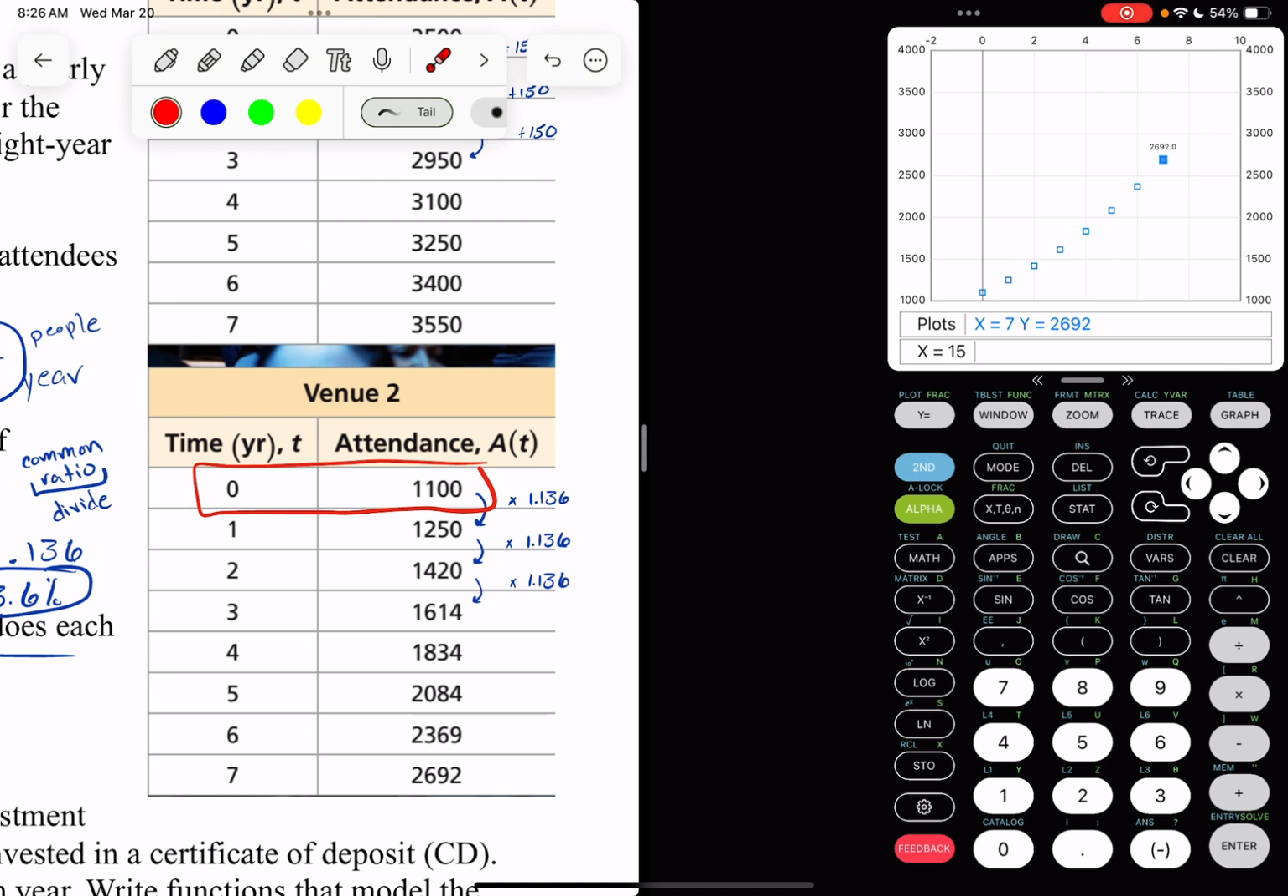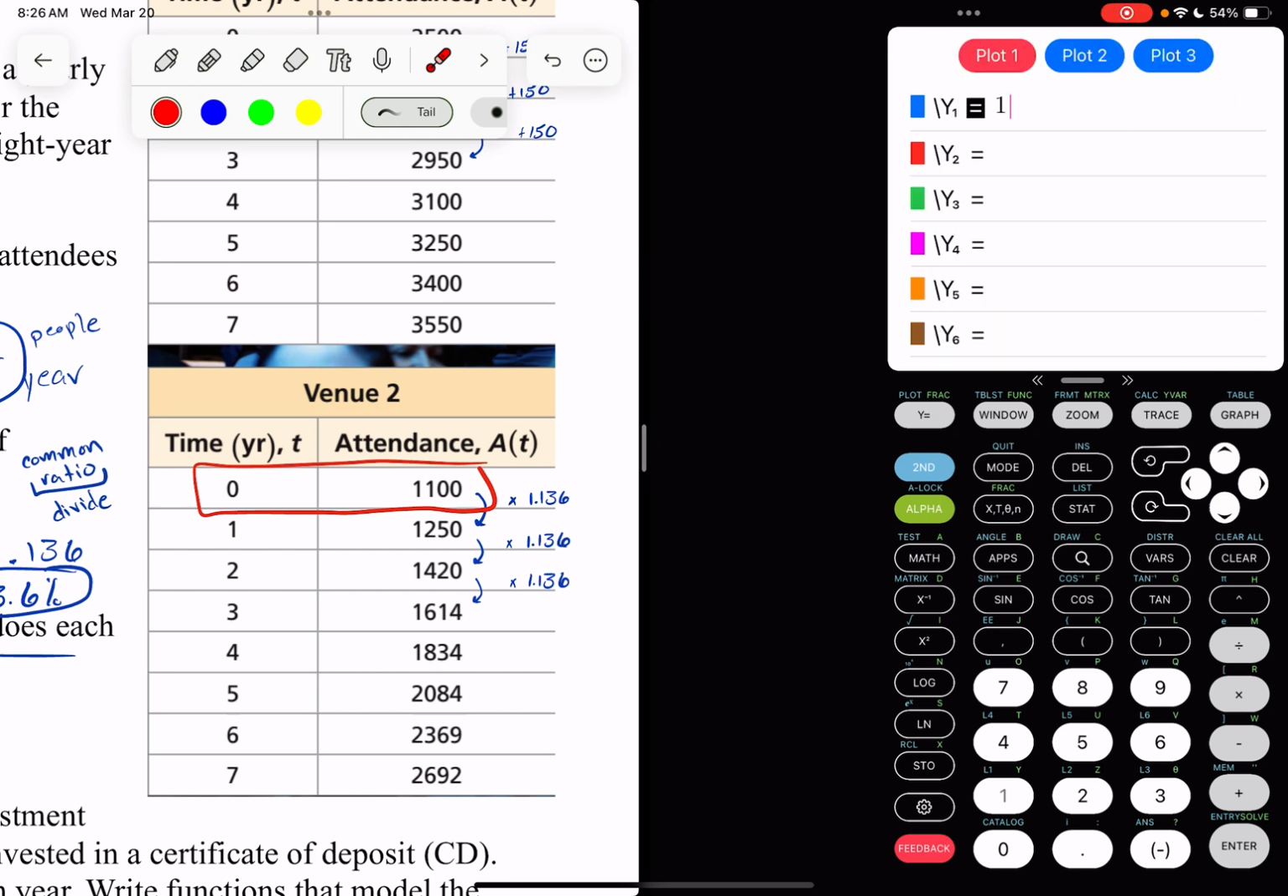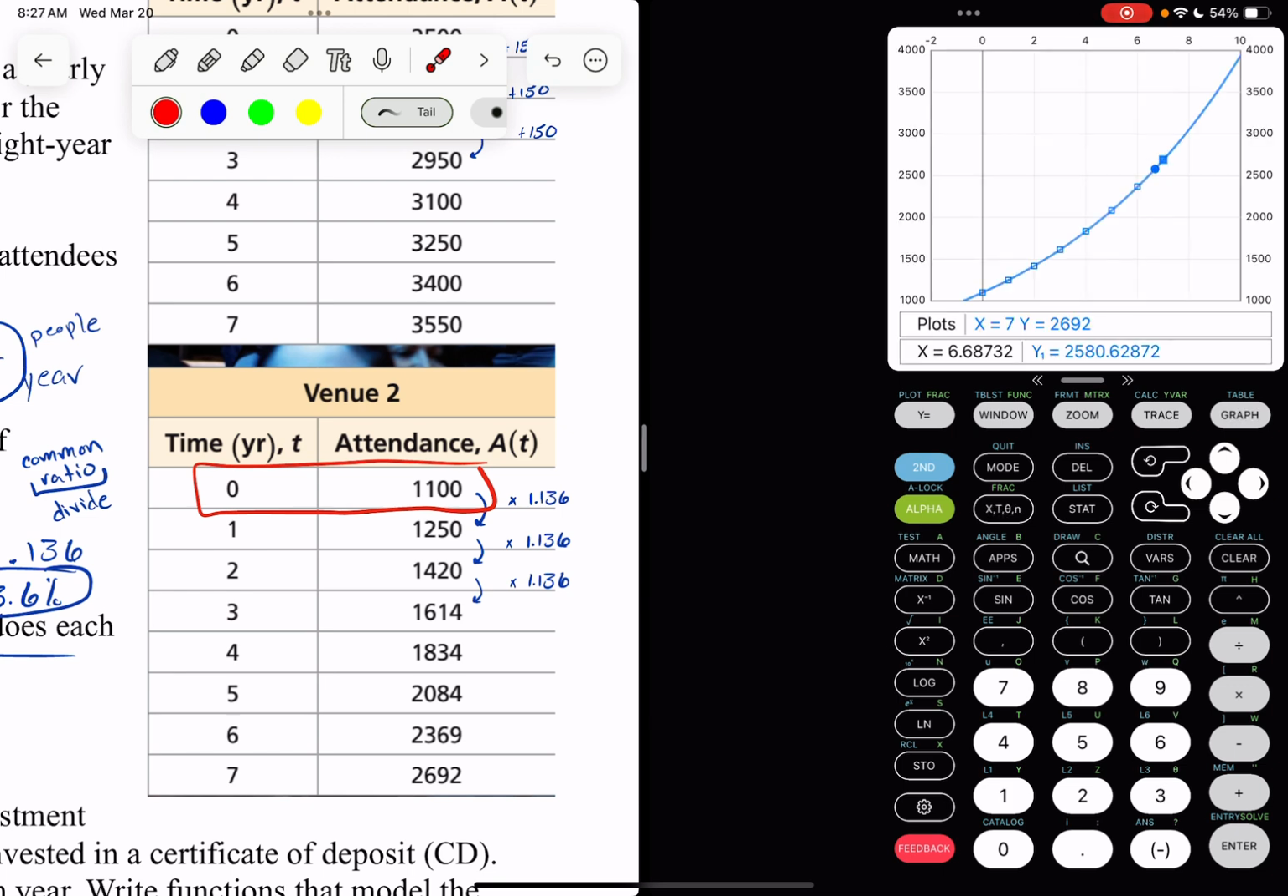There's my window. And if you can see, this has a slightly curvier look to it, which kind of indicates that exponential. So we can actually graph it. It's 1100 times 1.136 to the x. And looky there, it hits every single one of those points. Okay, so there's our exponential model.